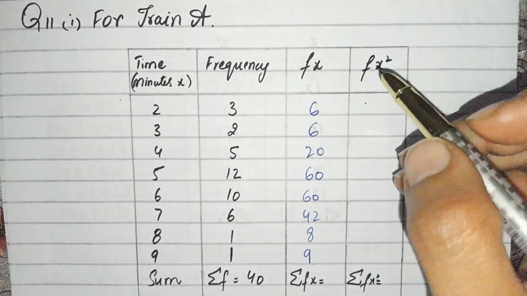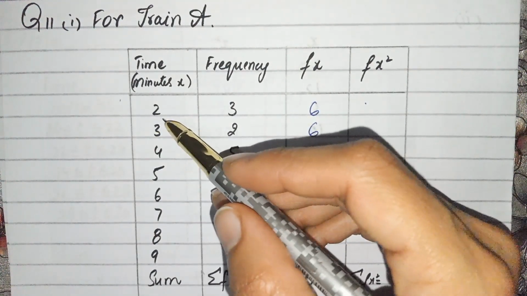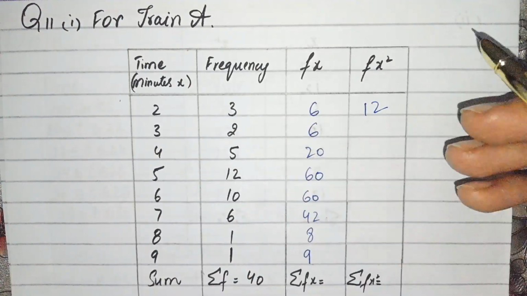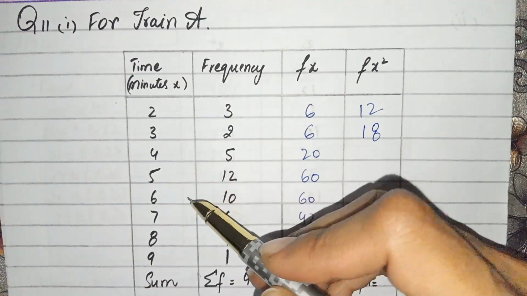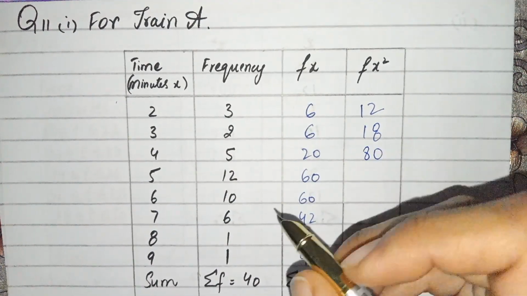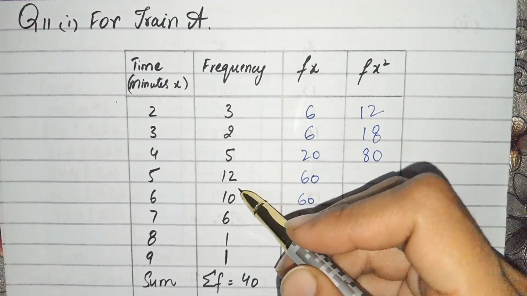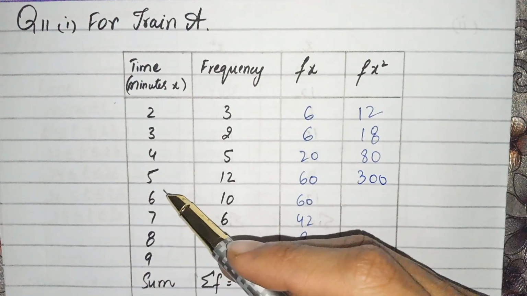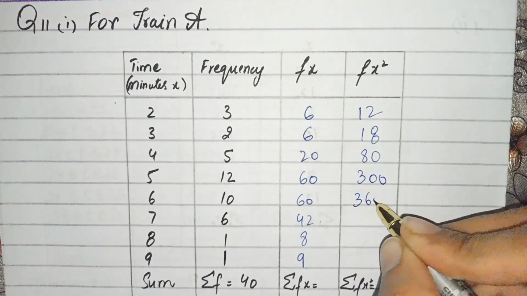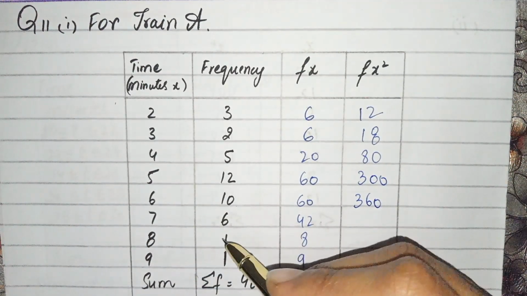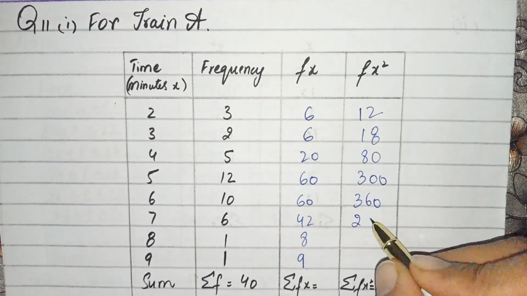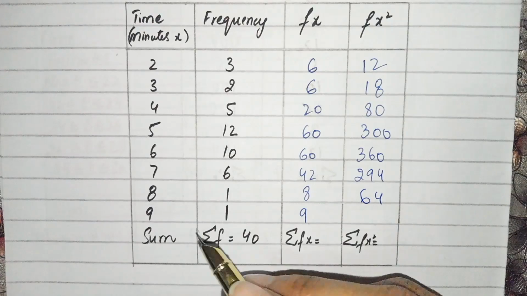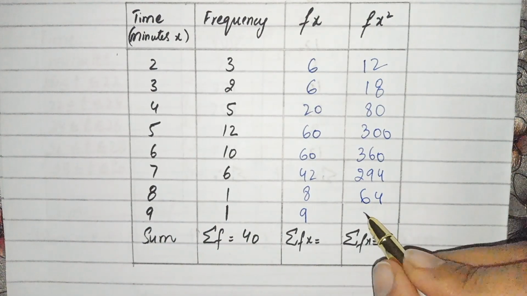Now we have to write the value of fx squared. In fx squared, we take the square of x. This one is 4, 4 multiplied by 3, we get 12. X squared is 9, 9 multiplied by 2, we get 18. 4 squared is 16, 16 multiplied by 5, we get 80. 5 squared is 25, 25 multiplied by 12, we get 300. 6 squared is 36, 36 multiplied by 10, we get 360. 7 squared is 49, 49 multiplied by 6, we get 294. 8 squared is 64, multiplied by 1, we get 64. 9 squared is 81, multiplied by 1, we get 81.